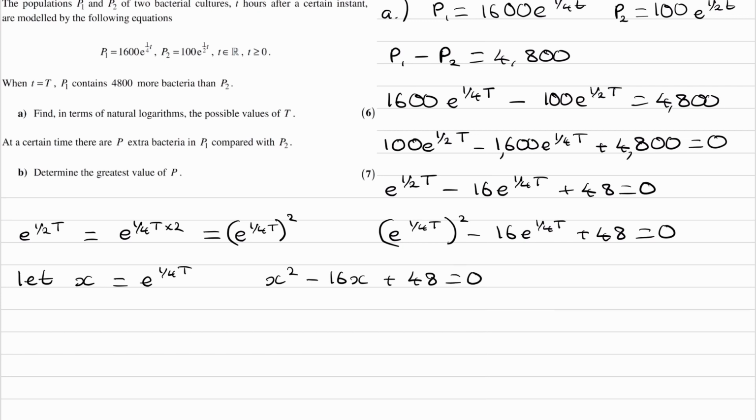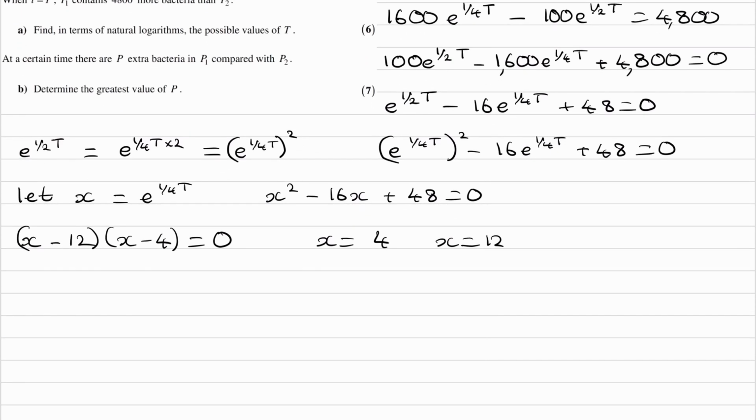And then we can factorize. The two numbers that multiply to give 48 and add to give minus 16 are minus 12 and minus 4. That's equal to 0. So we get x is 4 and x is 12. And x is e to the quarter t, so e to the quarter t is 4 and is 12.